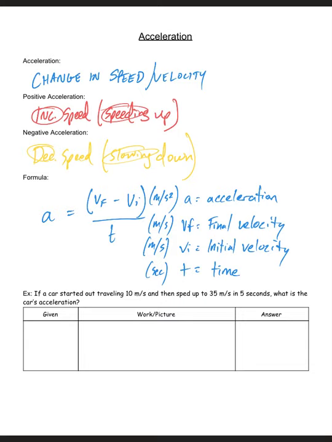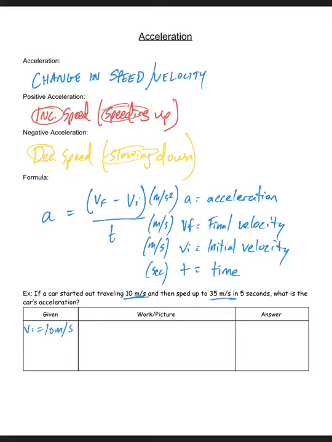So let's do one practice problem, and you'll be expected to do 2 of these on your own in the Schoology assignment. So first thing I'm going to do is label my givens. It says if a car started out traveling 10 meters per second, that is an initial velocity. That's what the car started out traveling, its initial speed or velocity.